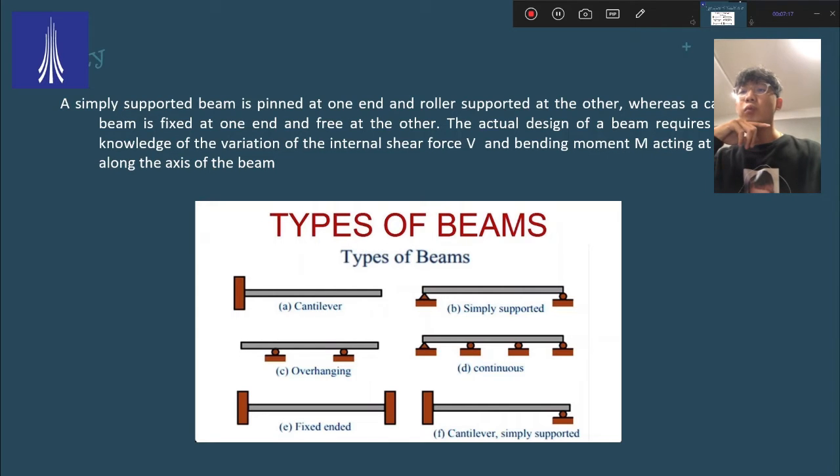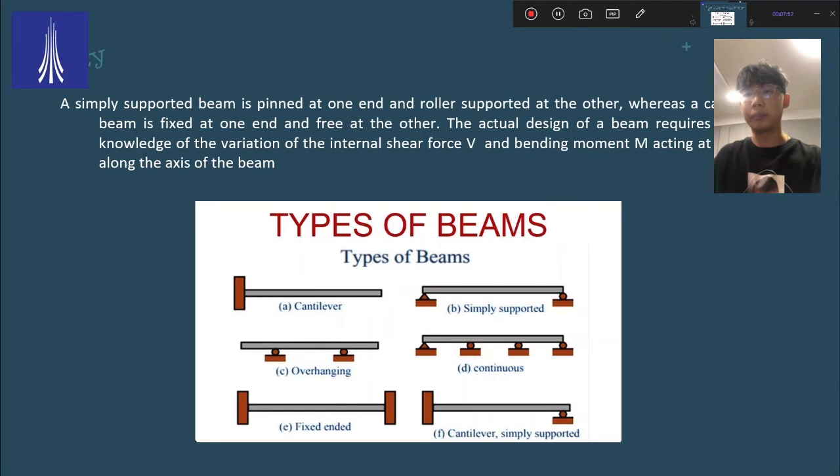As you can see below, there are many types of beams that I have listed. The first one is the cantilever, which is fixed at one end. The second one is the simply supported beam. It has a pin at one side, and the other side is a roller. The overhanging beam is when there are two supports, a roller or pin, and there is some overhang at the side. And the continuous beam, as you can see, continues and so on.